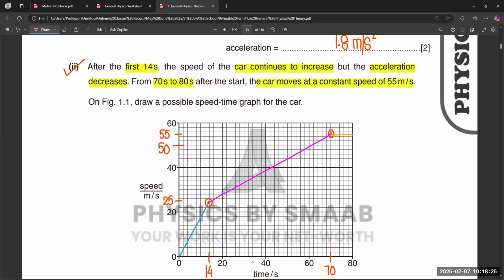Right? And next time we will continue with a new topic, because before starting a new topic, it is important to practice the questions from speed time graphs, distance time graphs, Newton's laws, etc. So in the next class, we will start with a new topic related to momentum.